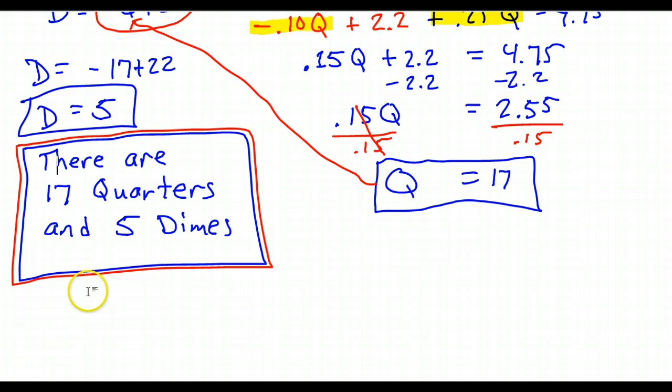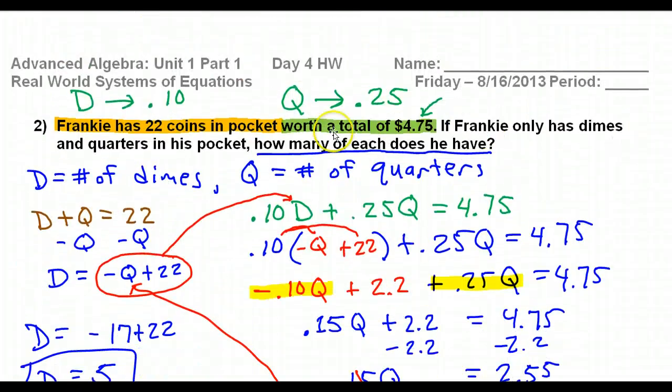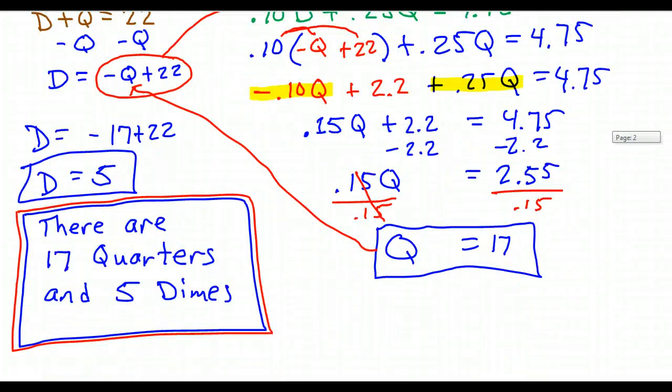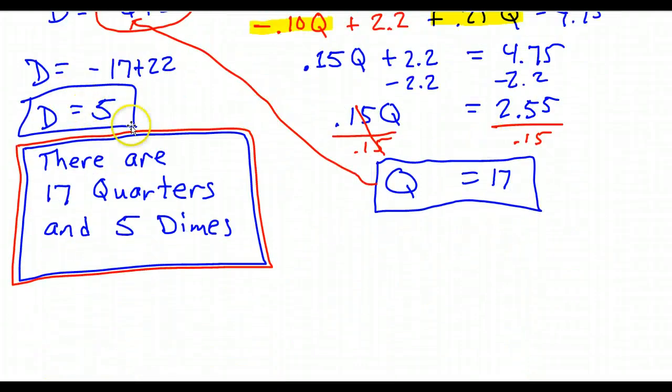The problem is not over until you translate these variable solutions back into words. So we were being asked how many of each type of coin does he have. So don't just leave it as d equals 5 and q equals 17. You have to say there are 17 quarters and 5 dimes. Put it back into a sentence.